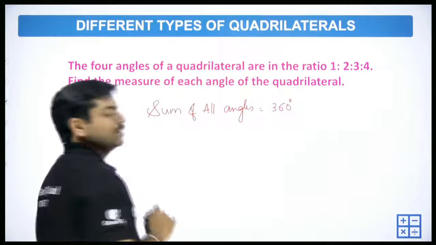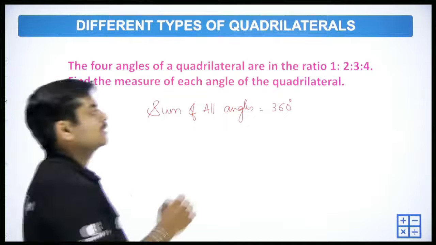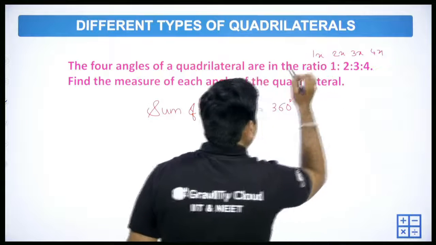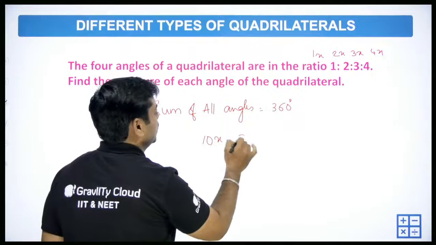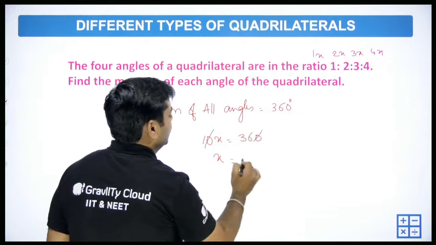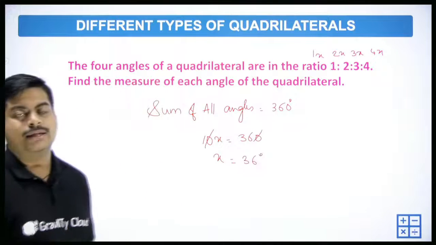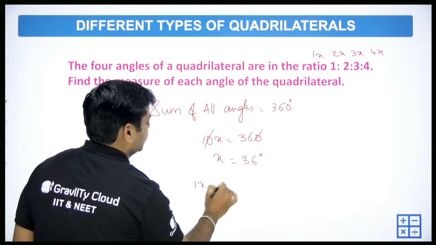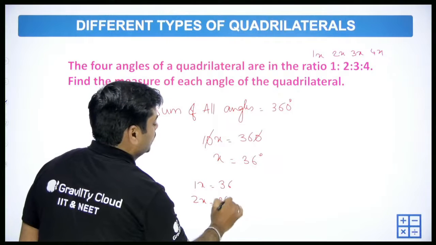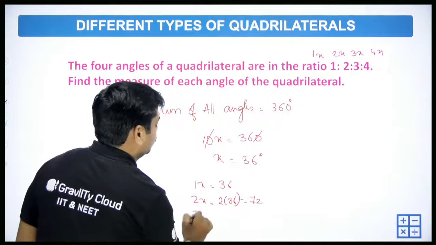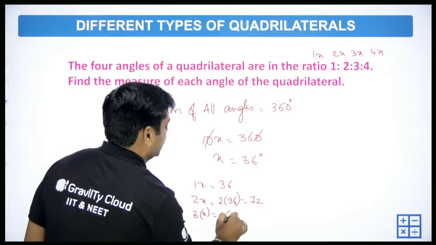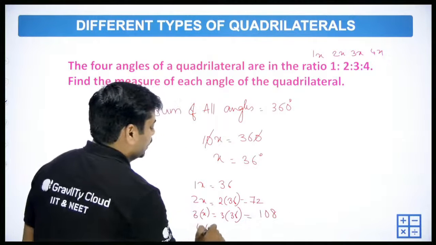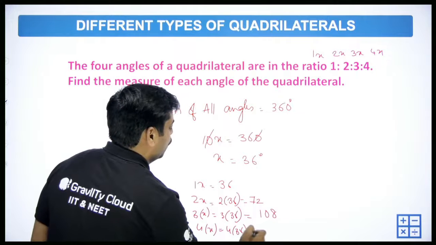Now, as it was given in ratios, let us take the angles as 1x, 2x, 3x and 4x. So the total is 10x, which should be equal to 360 degrees. So x should be equal to 36 degrees. Okay, so this is not the angle, this is not just one single angle. So 1x is 36. Next, 2x is 2 times 36, which is 72. Next, 3x is 3 times 36, which is 108, and 4x is 4 times 36, which is 144.